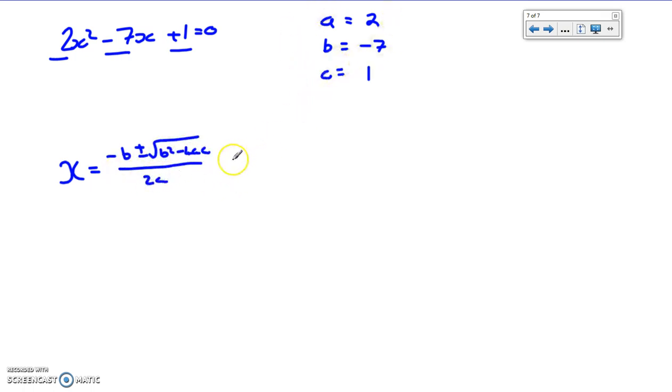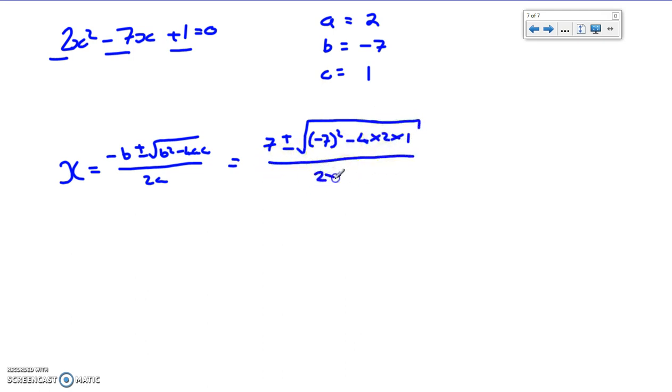We've got our a, our b, and our c, so let's substitute in. So negative b, negative negative 7, so it's just 7. So then it'll be plus or minus the square root of b squared, so negative 7 squared, take away 4 times 2 times 1. That's then all going to be over 2a, which is going to be 2 times 2. So we've got all the different parts of our quadratic formula. What we're now able to do is start simplifying these and working things out.